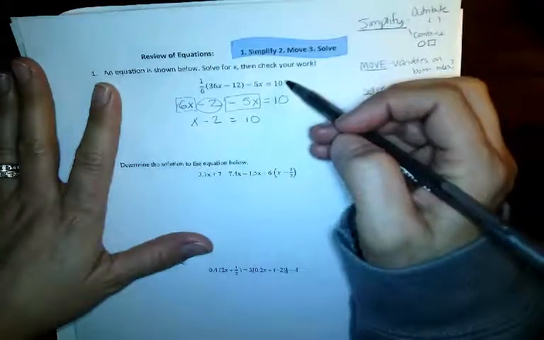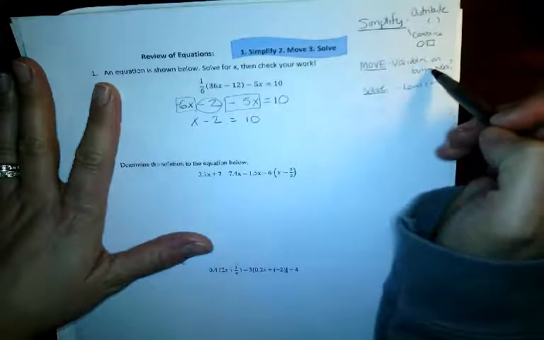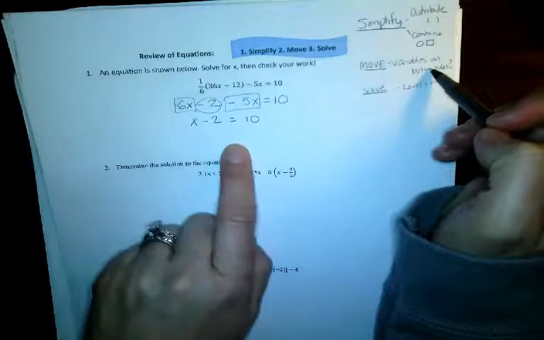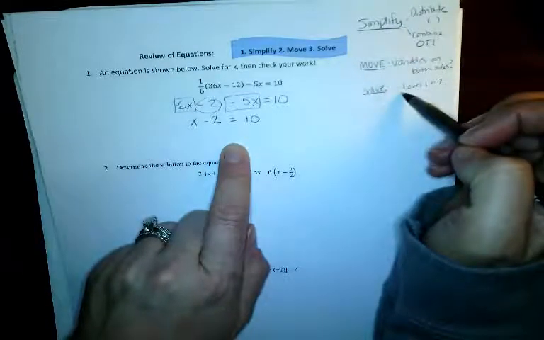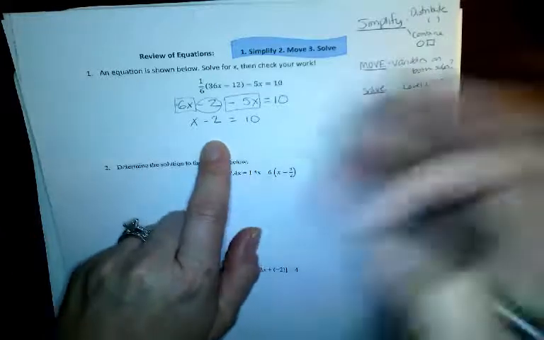So we distributed, we combined like terms. Do we have variables on both sides? We don't, so this step is not necessary. So we're going to move on, which means this must be either a 1-step or a 2-step, and look, it's just a 1-step. Add 2 to both sides, x equals 12.